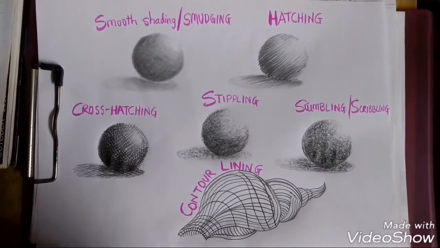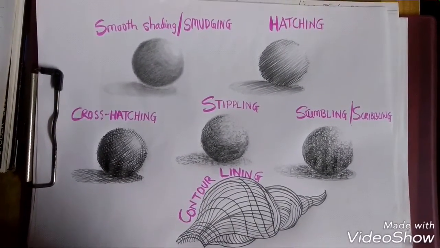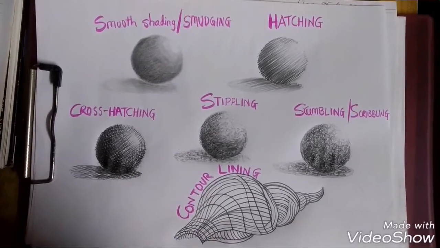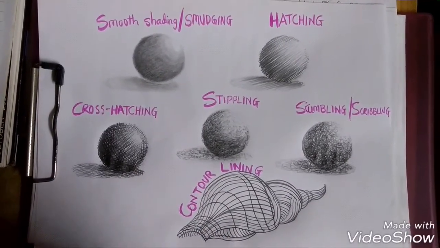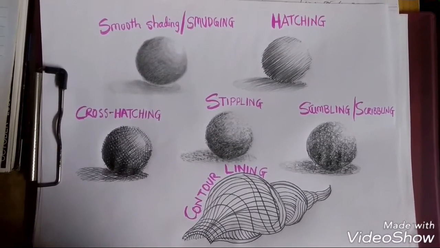So these are the six techniques. First one being smooth shading or smudging, second one is hatching, then comes cross hatching, stippling, scumbling or scribbling, and the last one is contour lining.